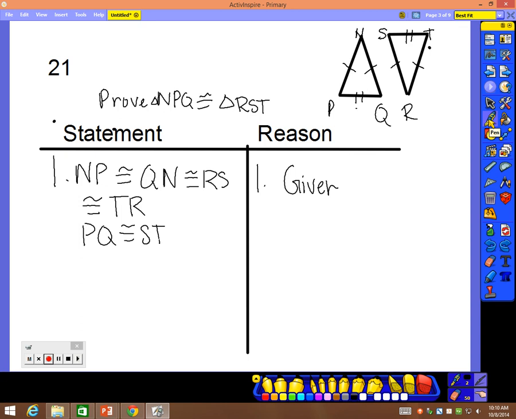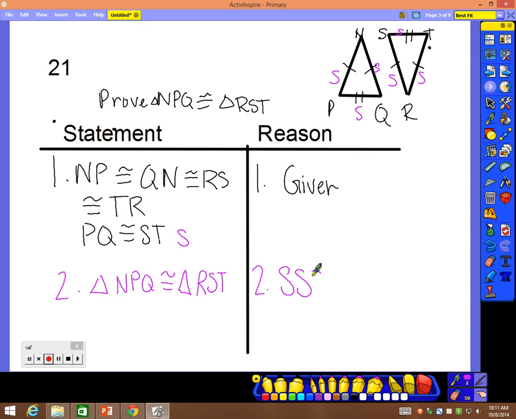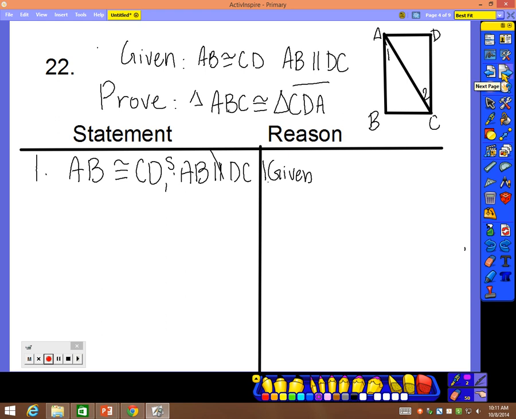And so I'm actually ready to complete the proof. Let's just highlight that I have a side here, and that we could prove these two sides over here. So side, side, side. We've got all these sides that match up. So step 2, triangle NPQ is congruent to triangle RST. And my reason is because I have all those side, side, side. Just a 2-step proof.